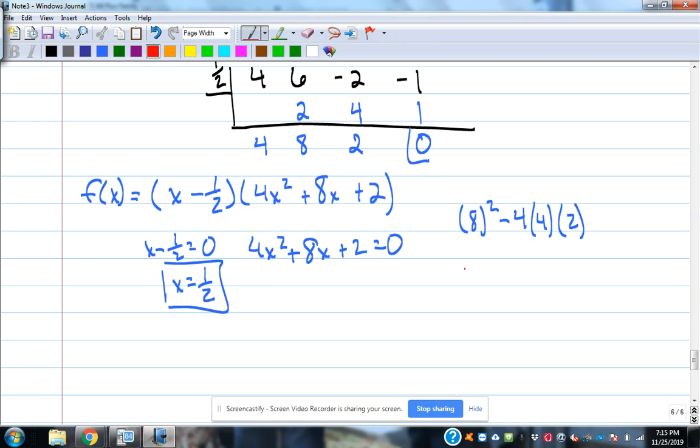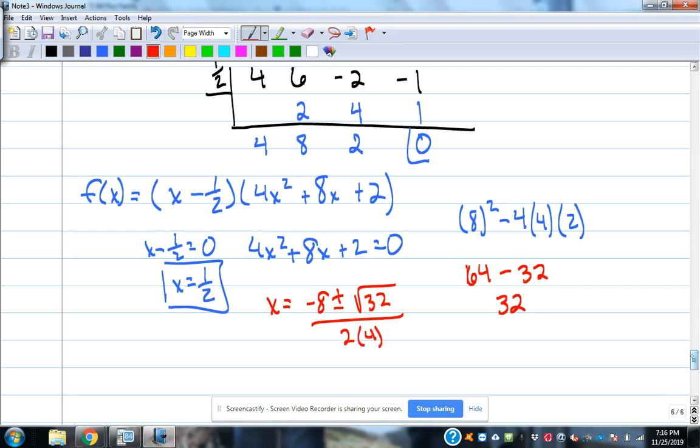If you didn't have that learned already, you better get with it and learn that. 4 times 4, 16 times 2, 32. 64 minus 32 is 32. A positive number. So that means we have 3 real solutions to this. Negative 8 plus or minus the square root of 32 over 2 times 4.